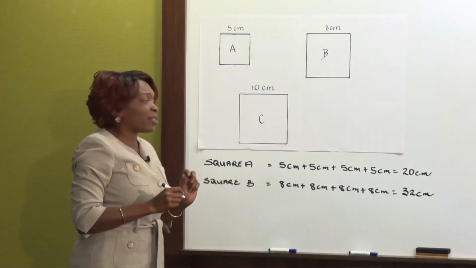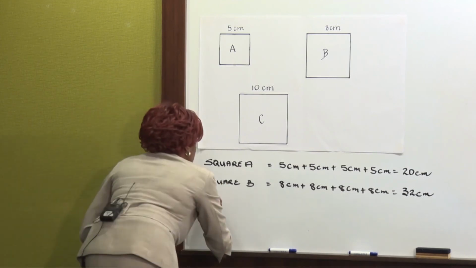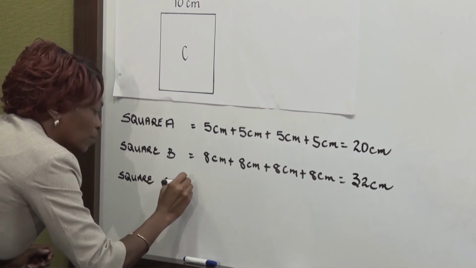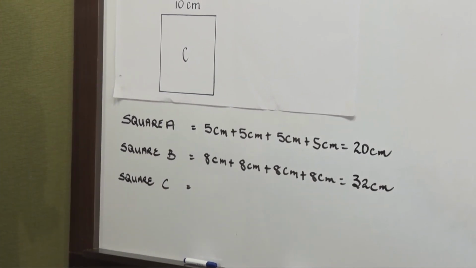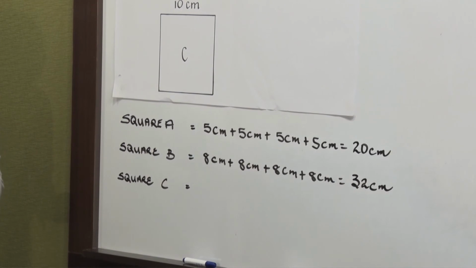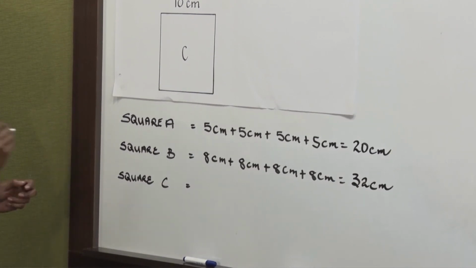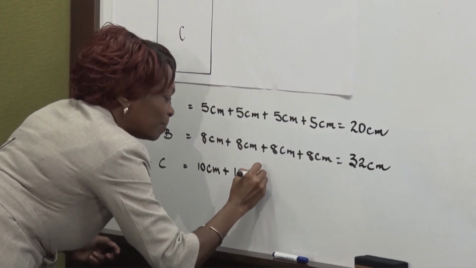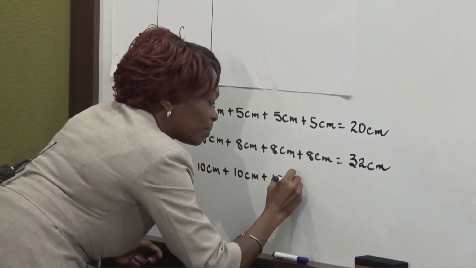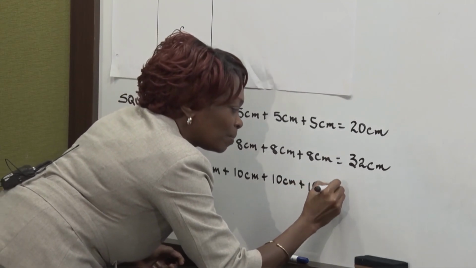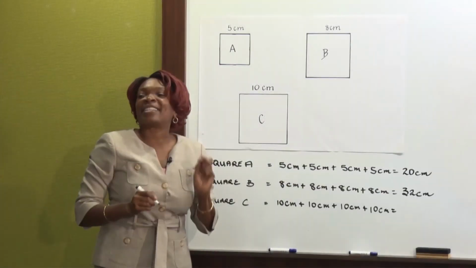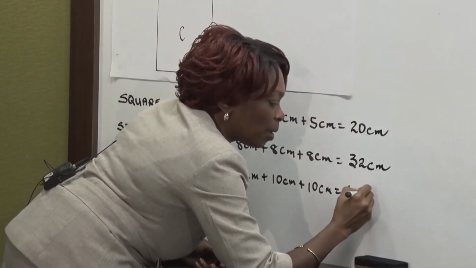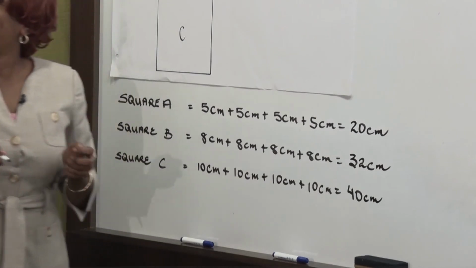And last but not least, square C. What is the length of one side? 10 centimeters. I know you have the answer, you know. I'm seeing it on your faces. Yes, 10 add 10 add 10 add 10 will give us 40 centimeters. Wonderful job. Excellent.